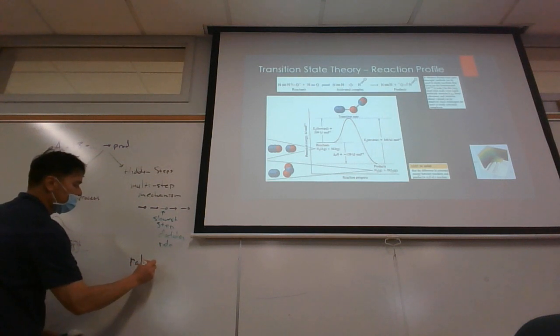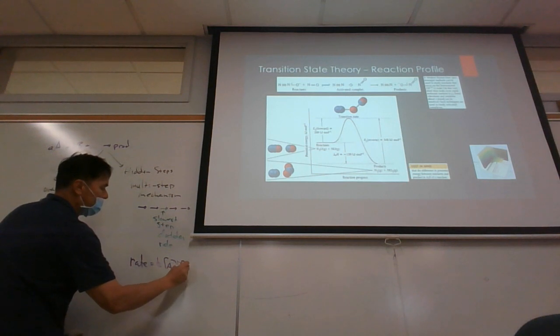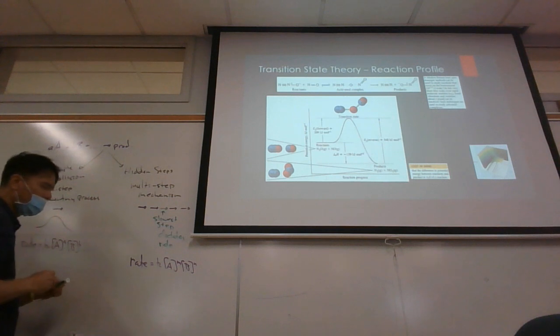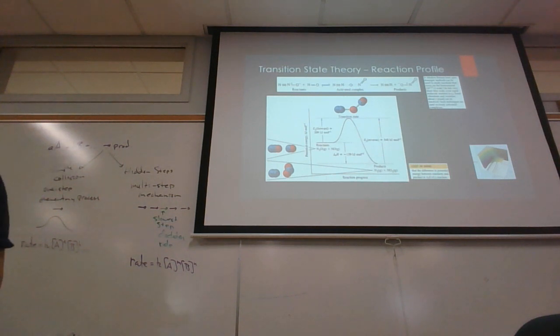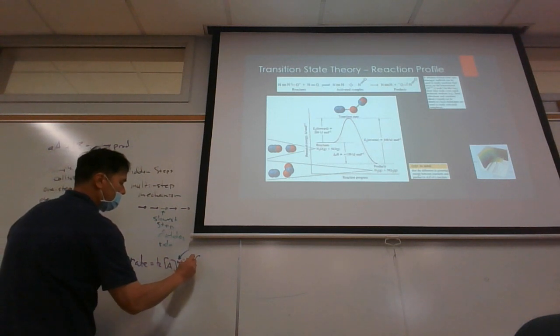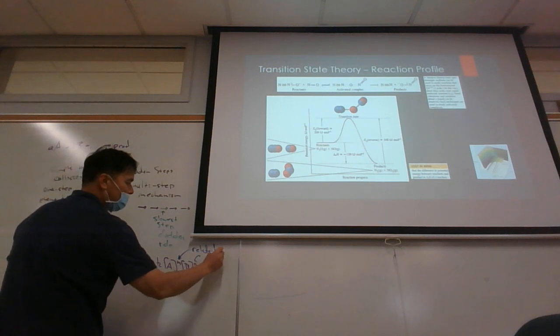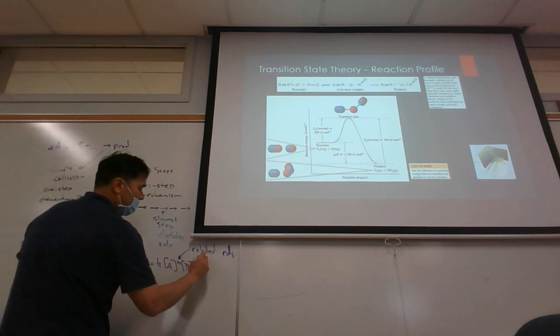So we'll just say that the rate is equal to k, [A]^m, [B]^n, etc., where m and n are derived from the slowest step in the mechanism. So these are related to the slowest step in the mechanism. The slowest step in the mechanism is called the RDS, the rate determining step.